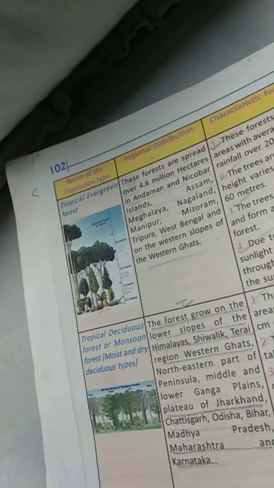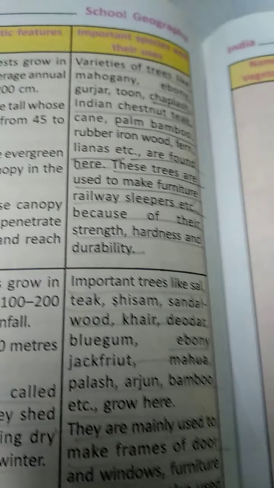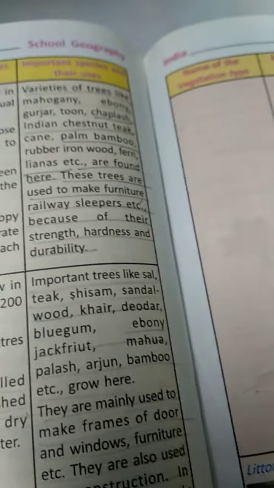From here, many trees, teaks, are used for manufacturing furniture and railway sleepers because of their strength, hardness and durability. As it is hard and durable, these are used in railway sleepers.